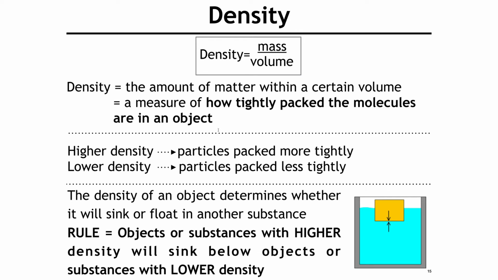All right, the last topic for chapter 1 is density. Density, you need to know its formula, mass over volume. It's how much matter is packed within a certain volume. So if it's tightly packed, it has a high density. If it's loosely packed, low density. The density of an object determines whether it will sink or float in a substance. So the things with the higher density, it's going to be heavier. It's going to sink to the bottom of the things with the lower density.